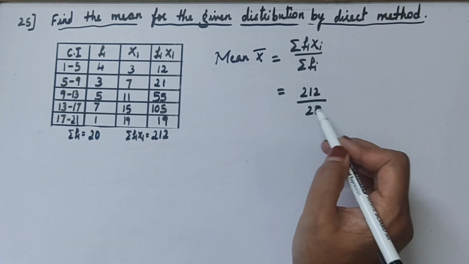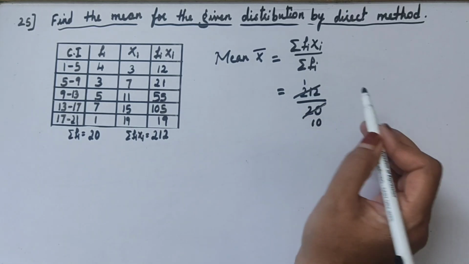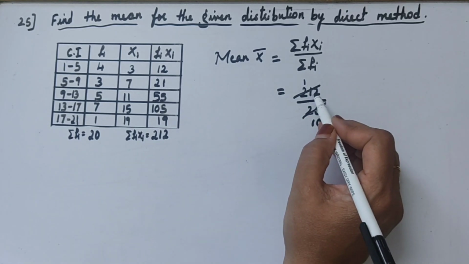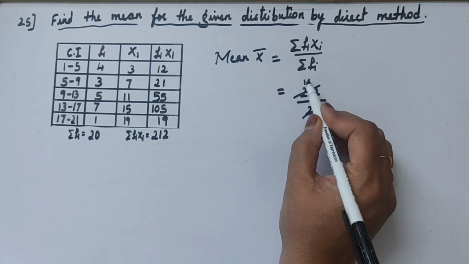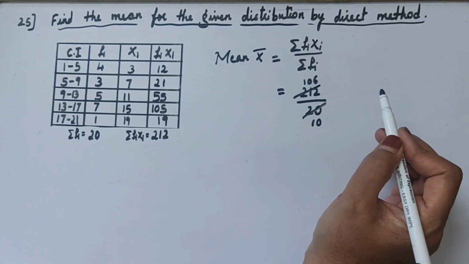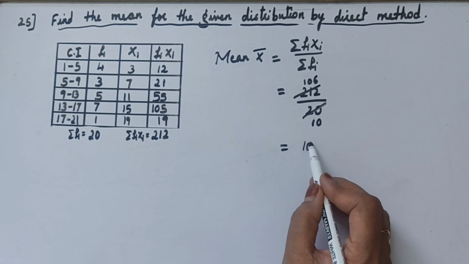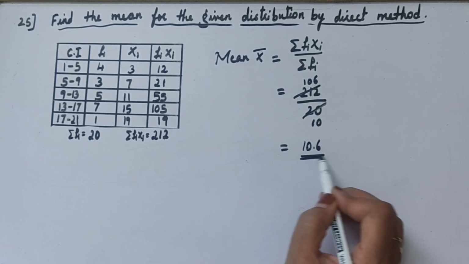Okay. Now let us cancel this. 2 10s are 20, 2 1s are 2. You cannot take two numbers together. We need to place 0 and take two numbers together. Equal to 6, equals to, when we divide this, I am going to get 10.6.